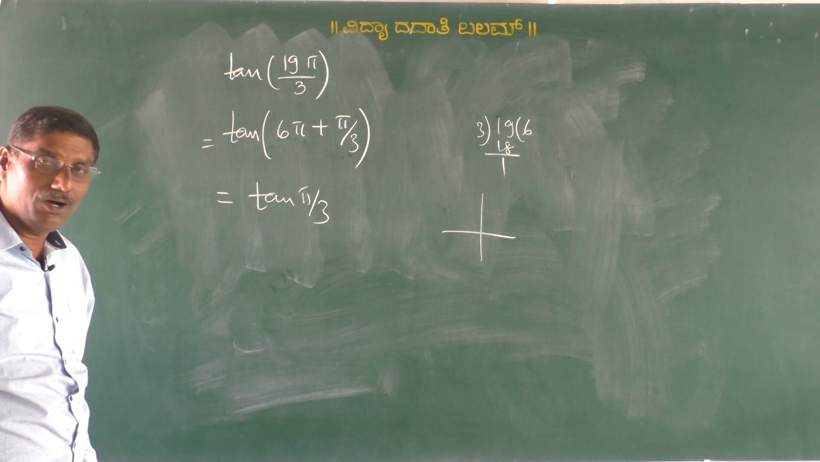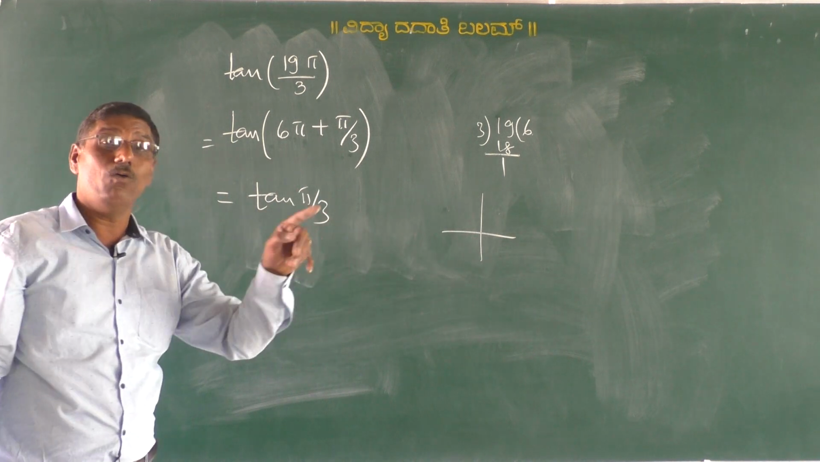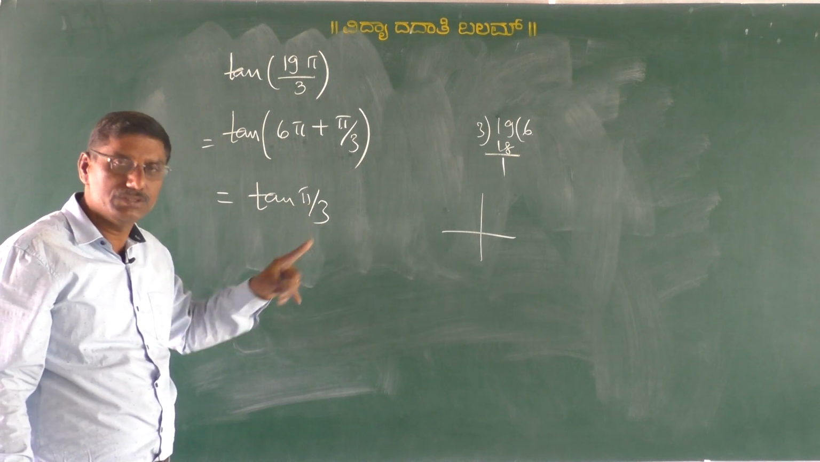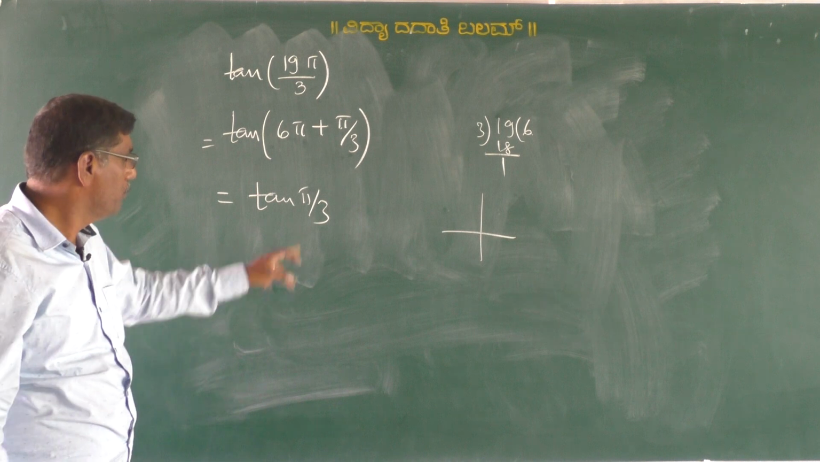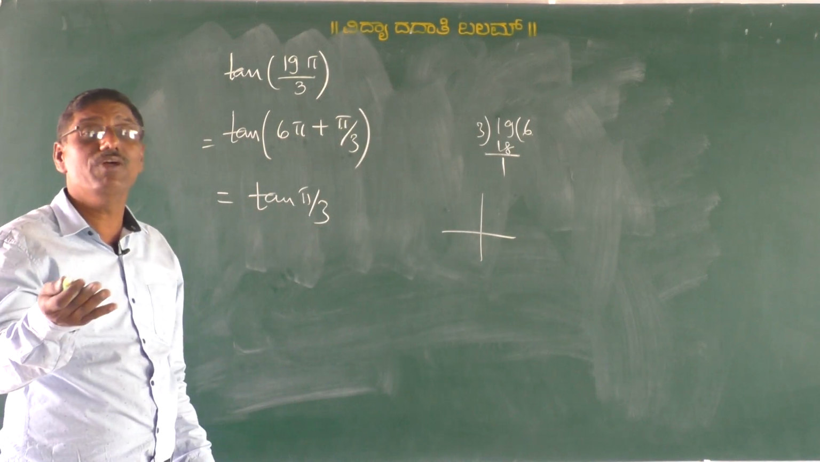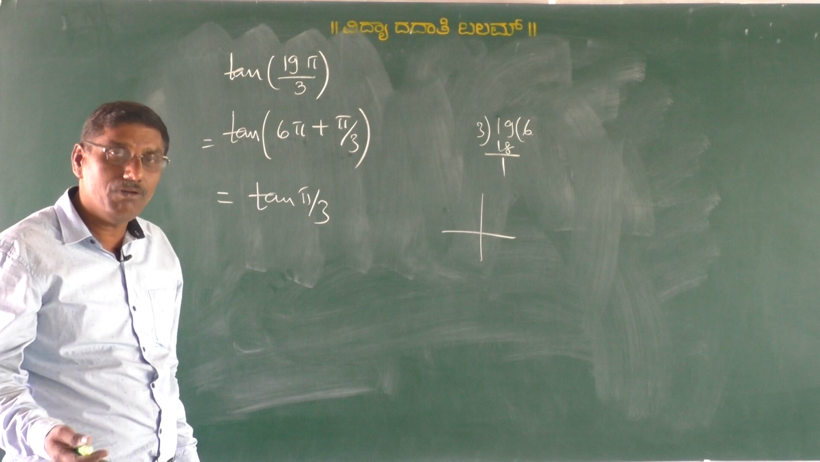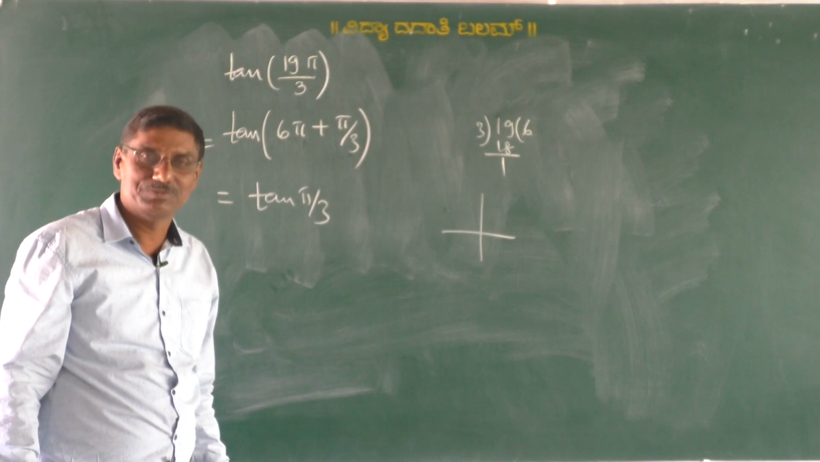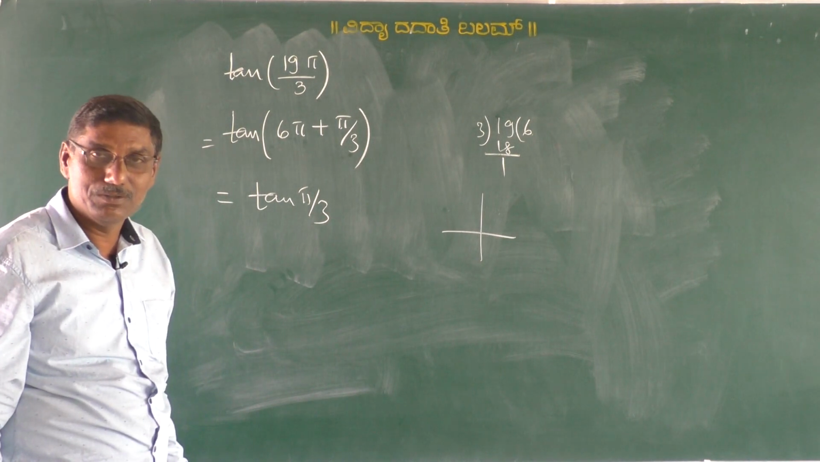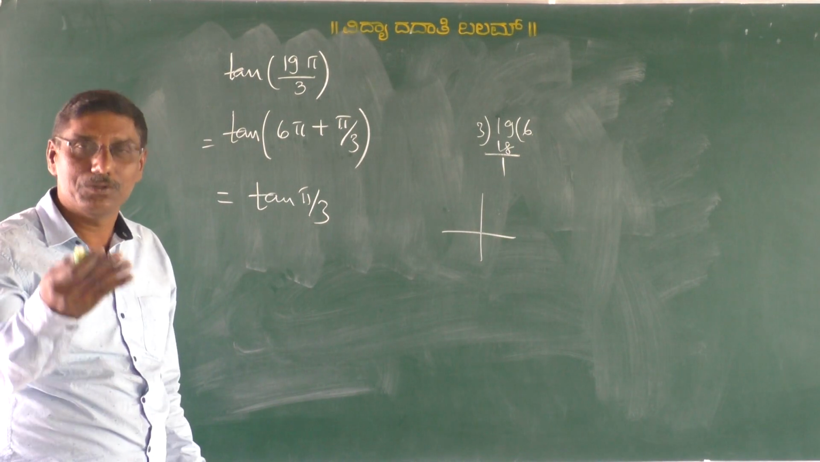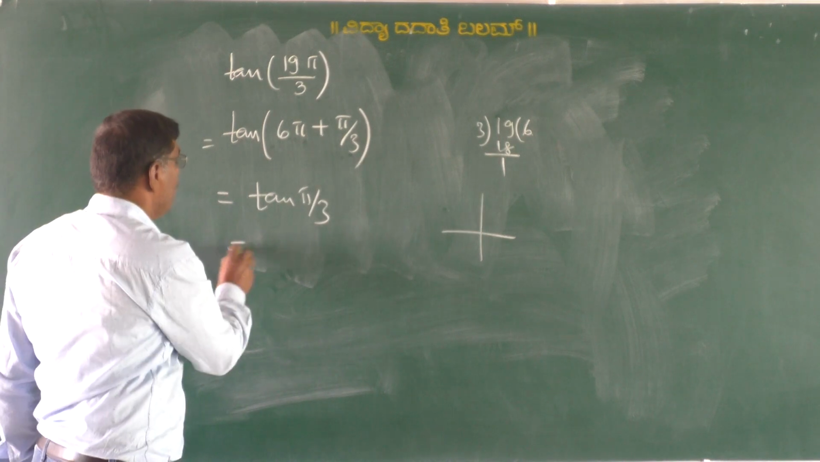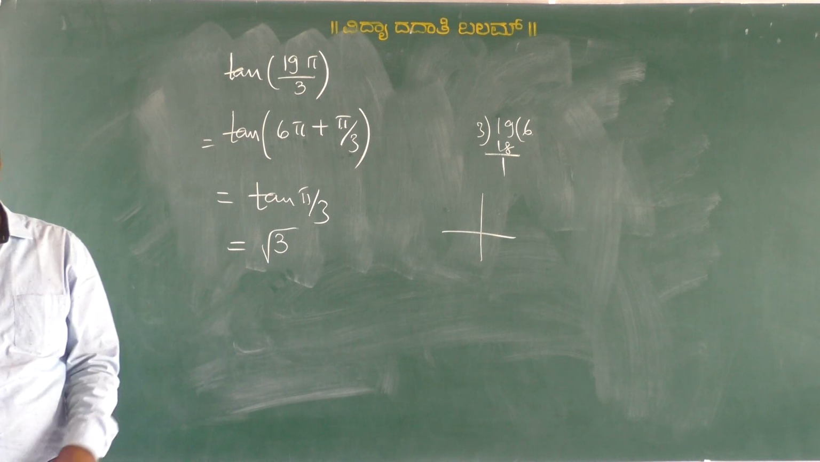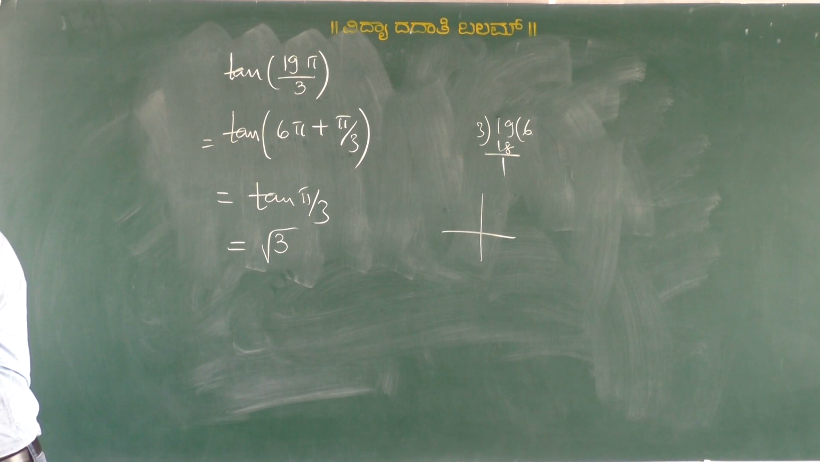Are you understood, all of you? Next, tan pi by 3, what is the value of tan pi by 3? Pi by 3 means 60 degree, isn't it? What is the value of tan 60? We know sin 60 by cos 60. Sin 60 is root 3 by 2. Cos 60 is 1 by 2. 2 gets cancelled. The result is root 3, my dear students. Are you understood, all of you?